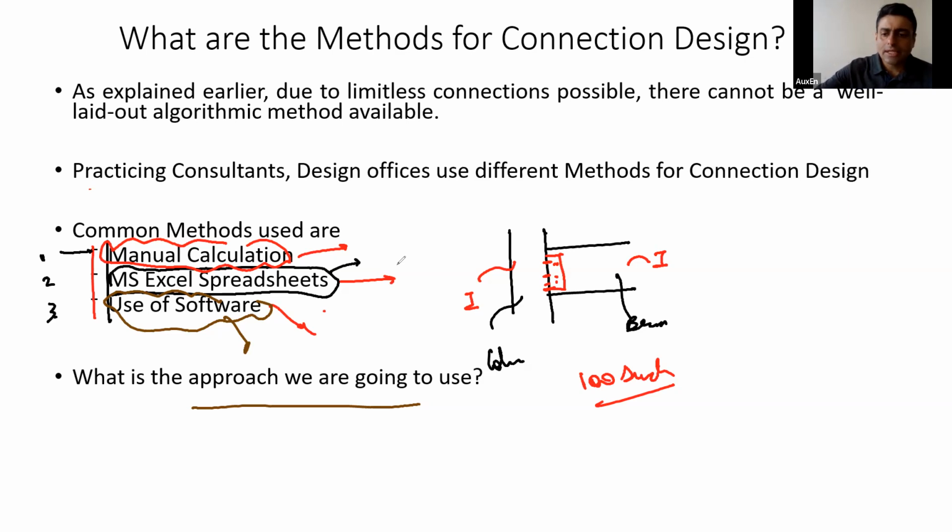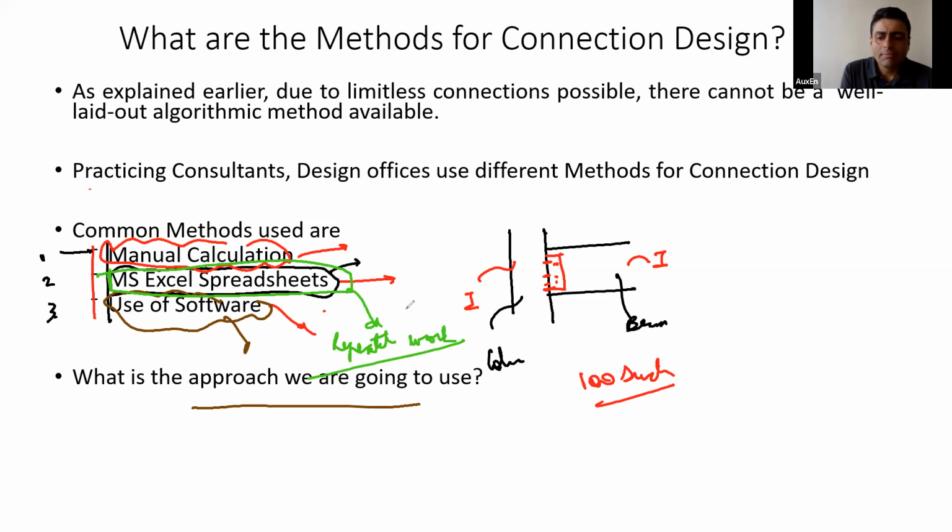See, when is using an Excel spreadsheet advantageous? You cannot make an Excel spreadsheet for all the connection types, right? So when is this of advantage? When is using an Excel spreadsheet of advantage for you? When you are going to do a repeated work, correct? So if you are going to do some repeated work, then using Excel spreadsheets is of advantage.